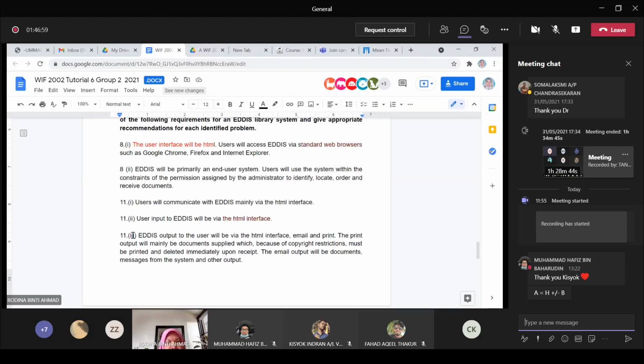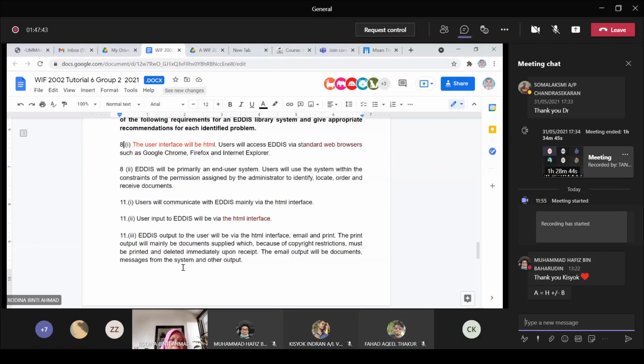So when you say the print output will mainly be documents, is there any other output besides documents? Possible, right? Because he said the print output will mainly be documents. Mainly, one part is documents. There can be other output. So does it mention the other output here? No, it doesn't mention. So that is incomplete as well. To make it complete, you have to mention the other output type.